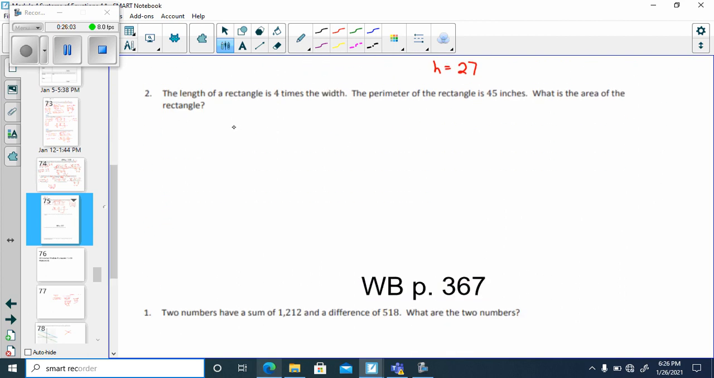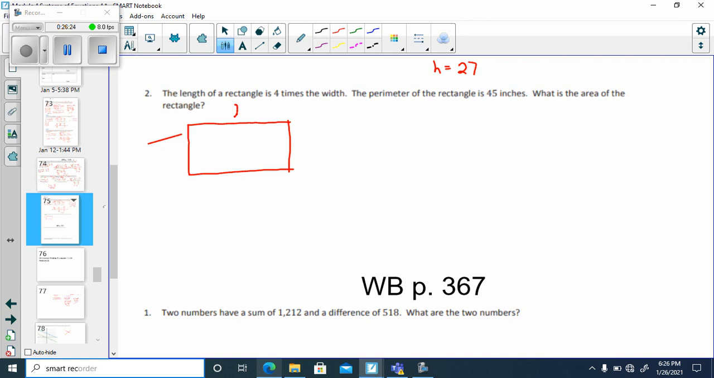Number 2 on this page. Now this is going to involve a lot of different things. So we're going to put in the things that we know to get to where we want to be. The length of a rectangle is 4 times the width. So let's draw a rectangle first so we know what we're talking about. Rectangle is going to look like this, right?